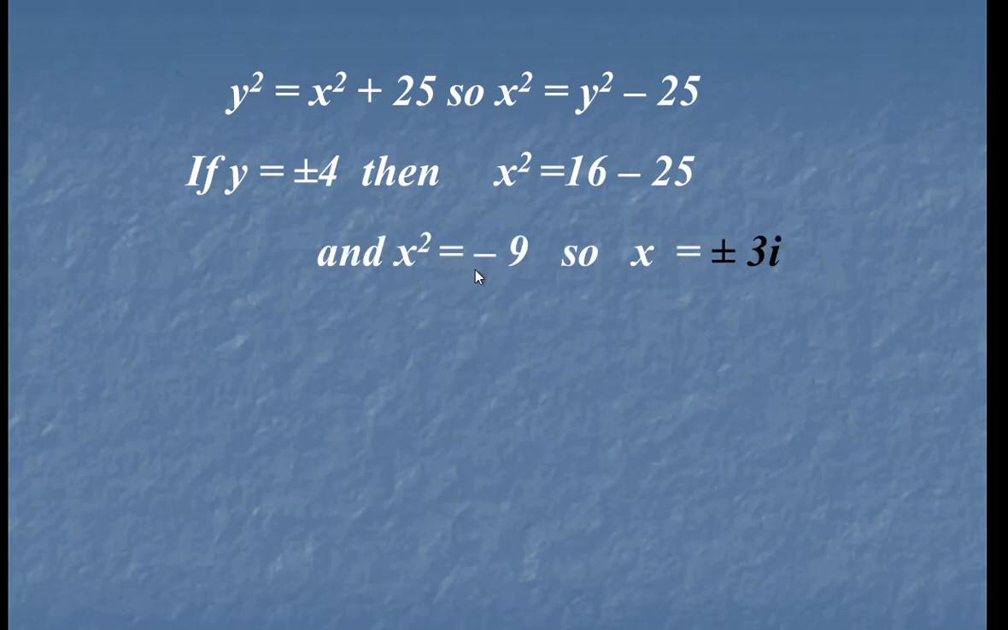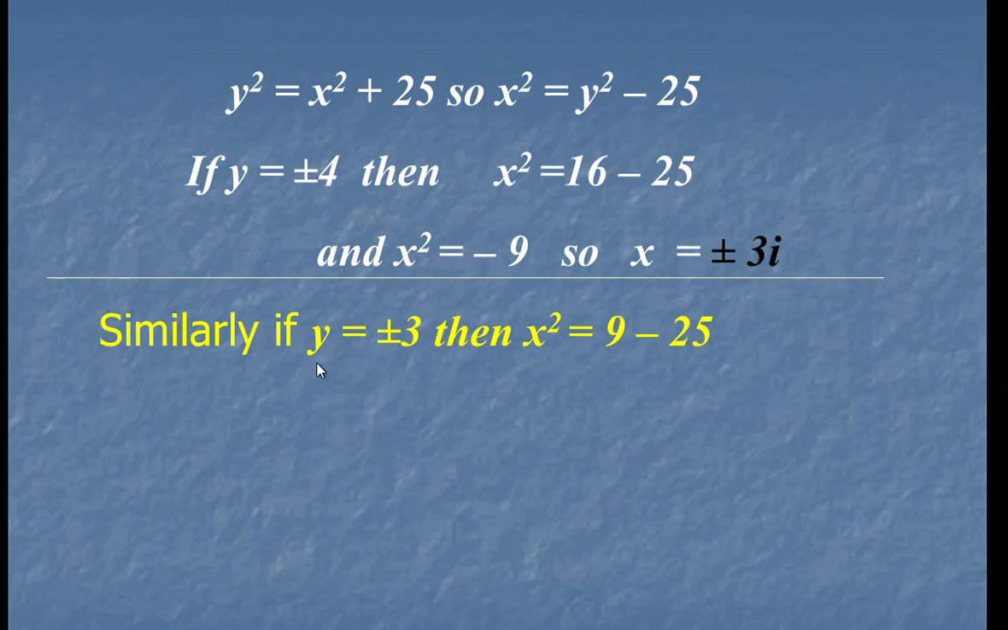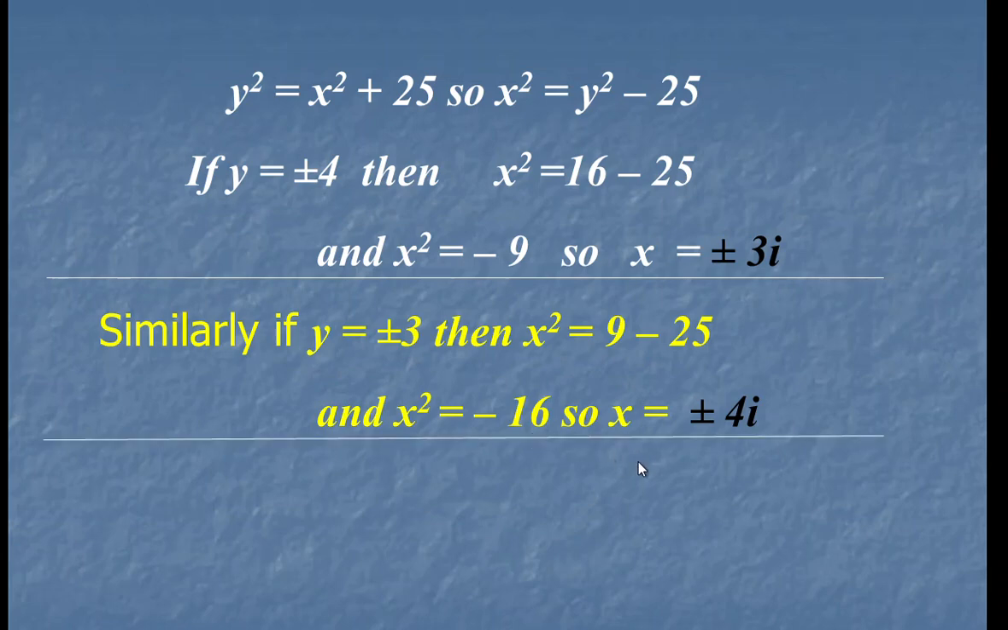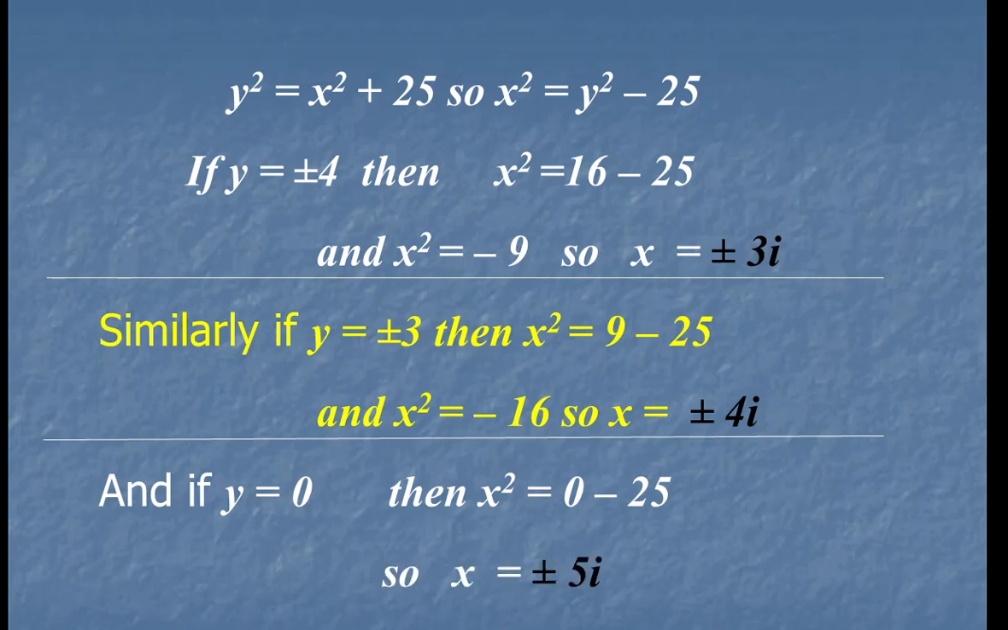So x squared is negative 9, so x is plus or minus 3i, where i is the square root of negative 1. Similarly, if y equals plus or minus 3, then x squared equals 9 minus 25. So x squared equals negative 16. So x equals plus or minus 4i. If y equals 0, then x squared equals negative 25. So x equals plus or minus 5i.